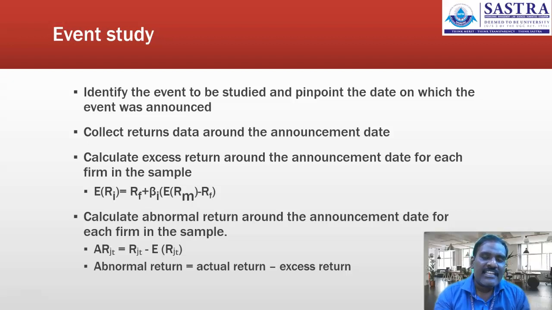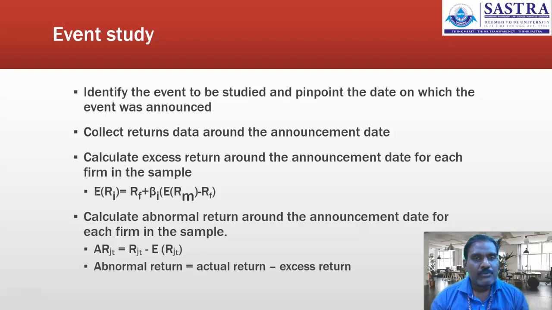Here E(Rj) is represented as the expected rate of return. This expected rate of return is calculated from RF plus beta times (RM minus RF). It means what is RF here? It is the risk-free rate. During the specific period of time, what is the zero beta return, or what return is going to be generated by the investor without taking any risk? That is going to be calculated. How is it going to be calculated?